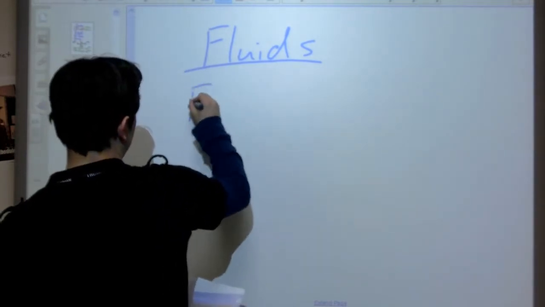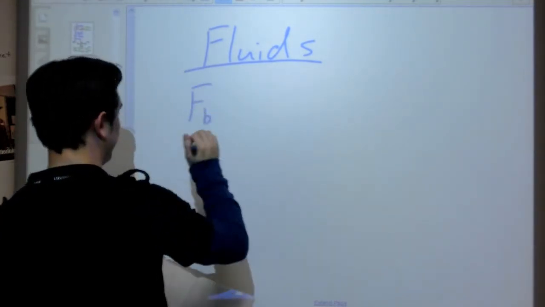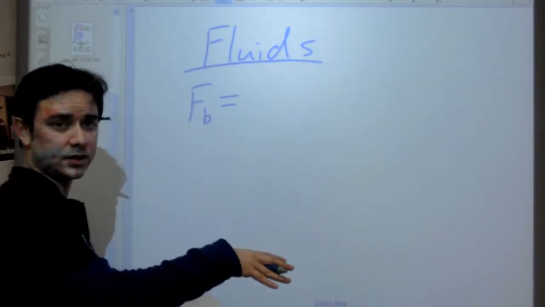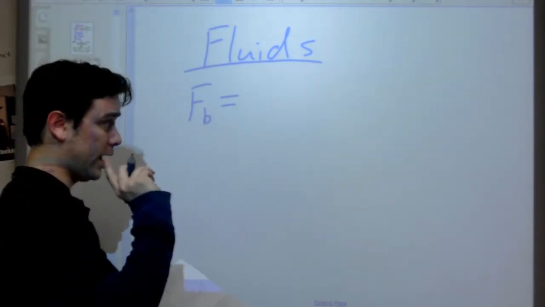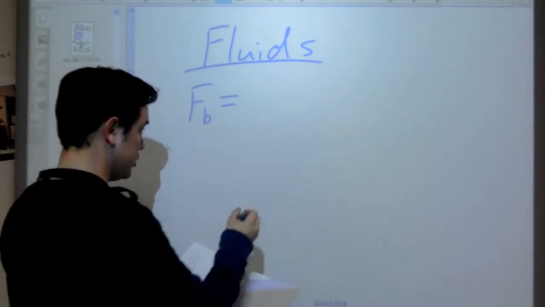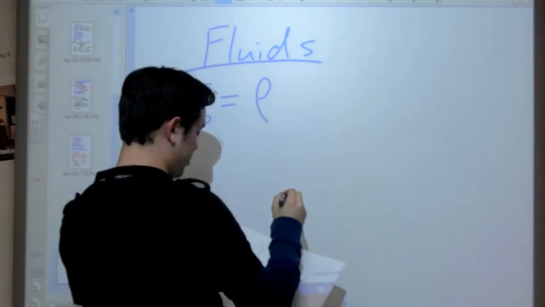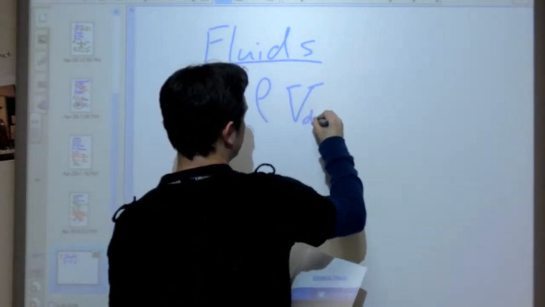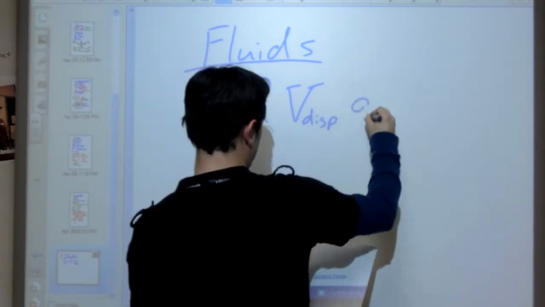First off, kind of important one is going to be buoyant force, the force of buoyancy. When we put something in water, for instance, its tendency to float, or, as I will remind you, even if it sinks, we still have a buoyant force. That's something that throws people for a loop. It's going to be equal to rho V displaced g.